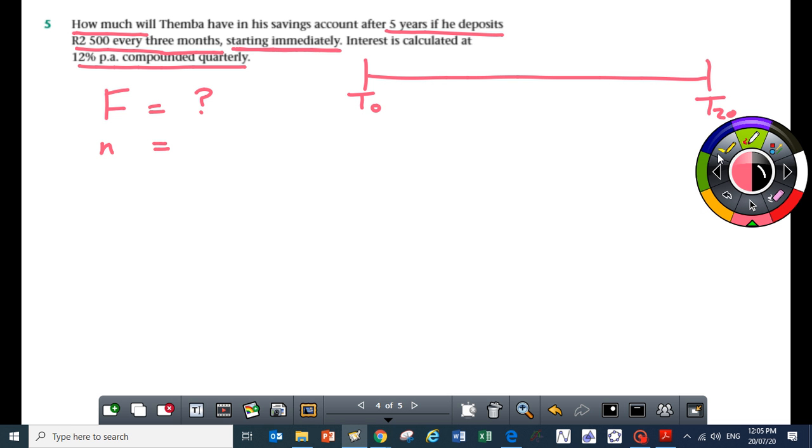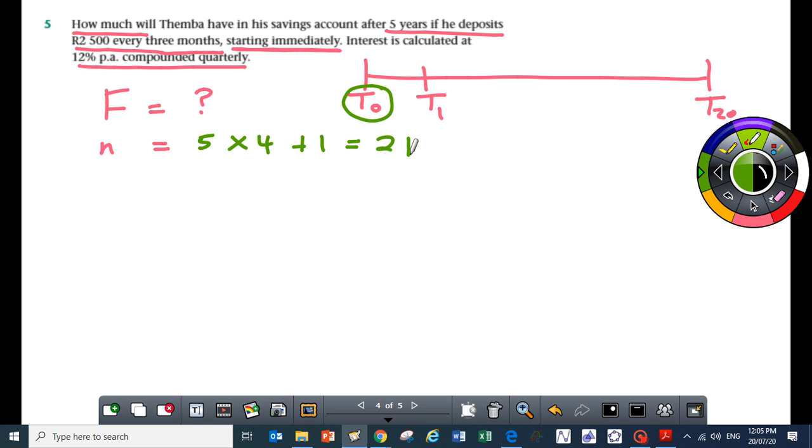Right? Since here, instead of making the first payment at T1, the first deposit is done at T0, which means on the day that Tim went to sign all his paperwork, on that very day he deposited a specific amount, which is X. Okay, so our N is going to be equal to 5 times 4 plus 1, which gives you 21.